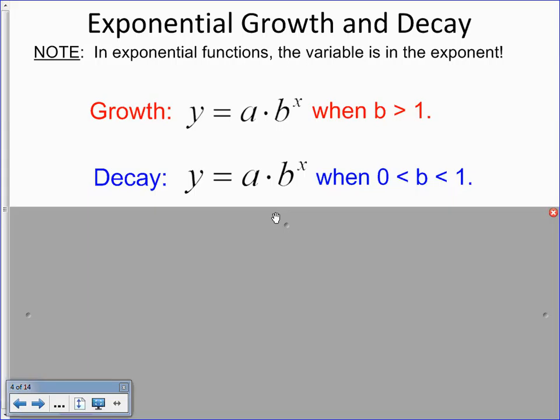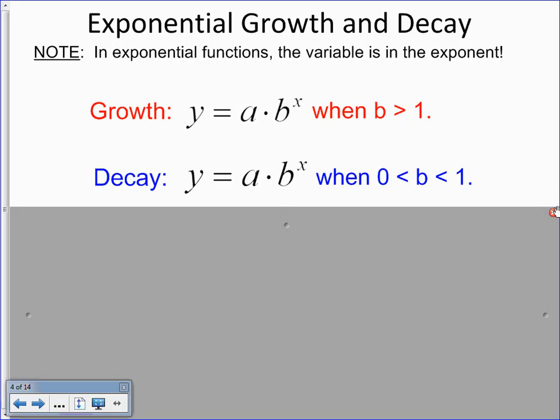So notice it'll always look the same, y equals a times b to the x. The only way you'll be able to tell whether it's growth or decay will be if you're focused on what the value of b is. And b is the number that is the base to the exponent. So it's whatever the exponent touches. There could be another number in front that represents our a. It's just a scalar, so it can stretch or shrink our graph based on whatever the value of a is, but b determines growth or decay.